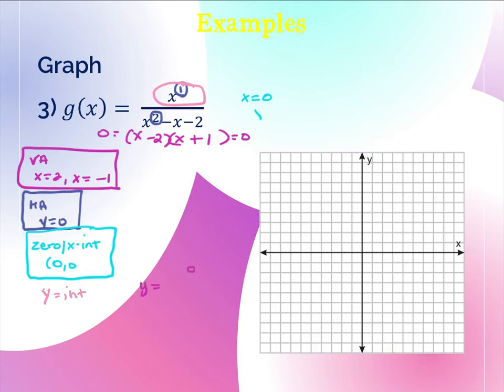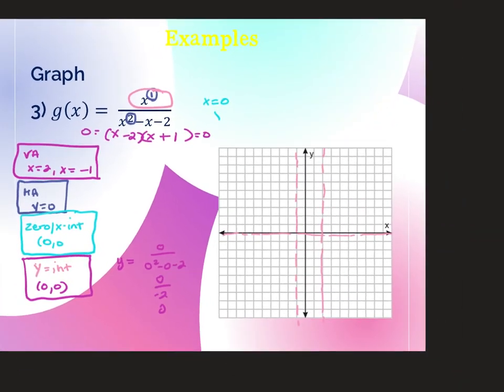So y equals 0 over 0 squared minus 0 minus 2, and I get 0 over -2, which is 0. If my x-intercept is 0, 0, my y-intercept is also going to be 0, 0. All right, so now I've got a vertical asymptote at x equals 2, another one at x equals -1, and y equals 0 for a horizontal asymptote.